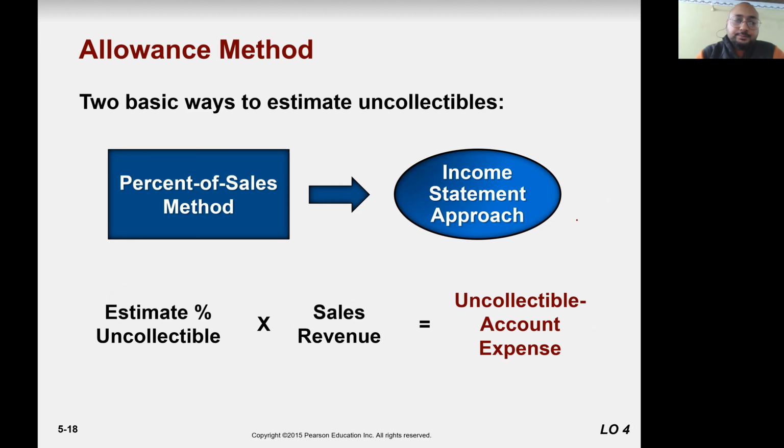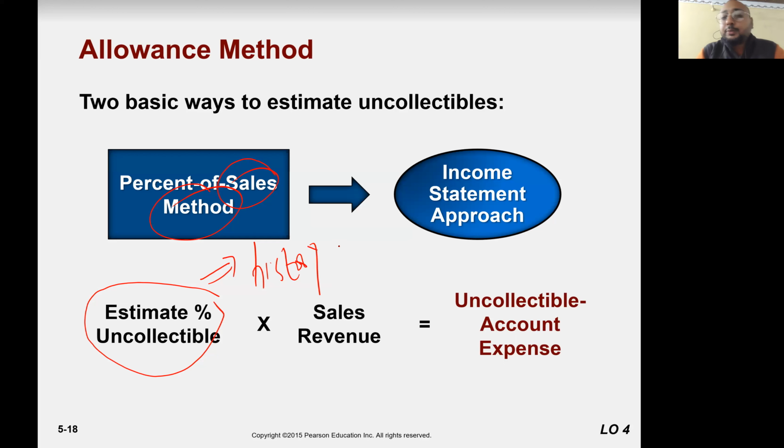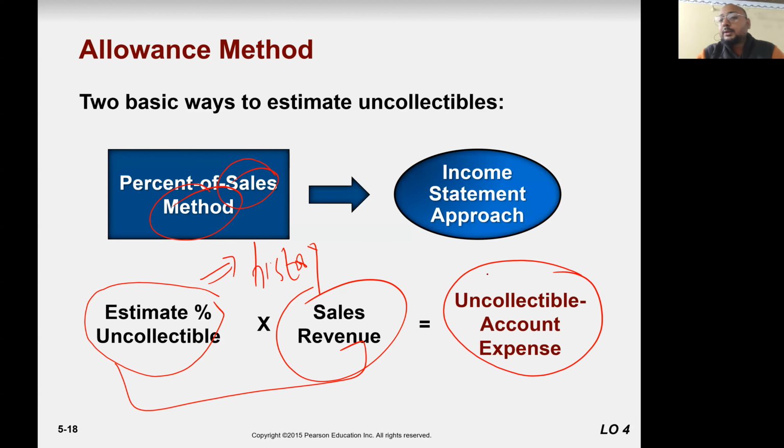Again, let me repeat one more time. So percentage of sales method. This percentage is coming from your history, your experience. Okay, if 1% or 2% or 1.5% or 3% or 10% of sales are uncollectible, you plan in advance in your new sales that this much is not going to be collected, and that amount you charge as an expense, and expense goes to the income statement. All right.